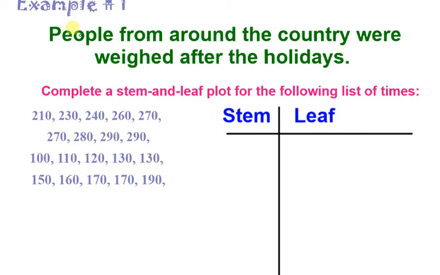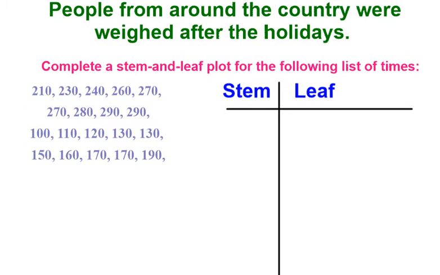So people from around the country were weighed after the holidays. Oh my. And so here are their weights below, and we want to create a stem and leaf plot. For this example, you'll see that we have 3-digit numbers. And so we can go a couple different ways here. We can use the 1 as the stem, or we could use, for example, the 10 and the 11 and the 12 as a stem.